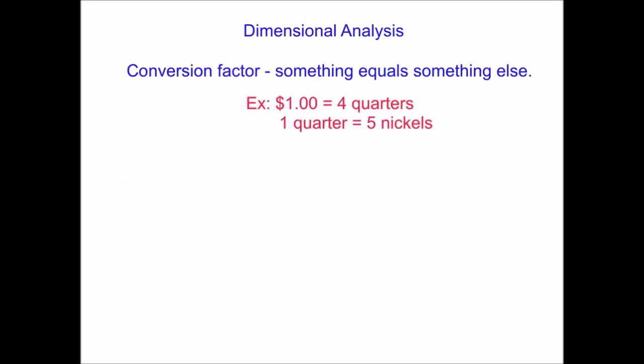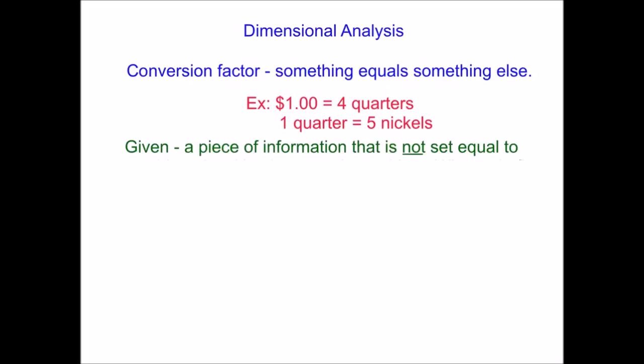Gasoline, the price of gasoline, $3 and whatever cents per gallon. Another way of saying that is $3.12 is equal to 1 gallon of gas. Or the price of milk, or any time that you're going to be exchanging one thing for another thing, that's a conversion factor. Alright, the next thing that we're going to talk about is called the given.